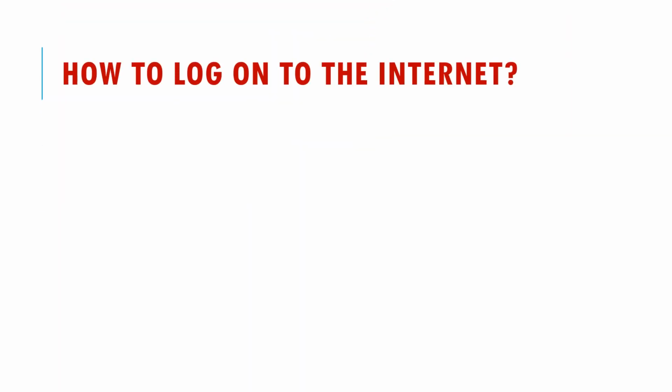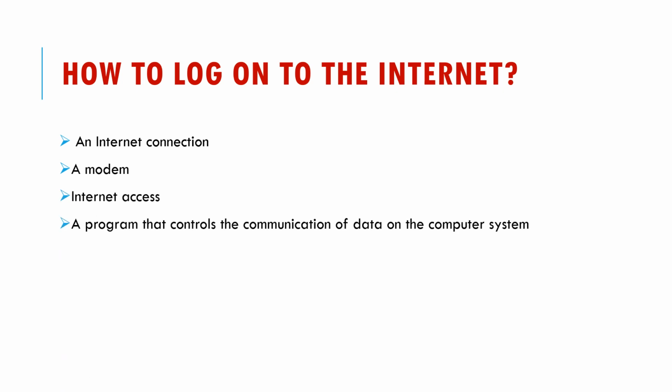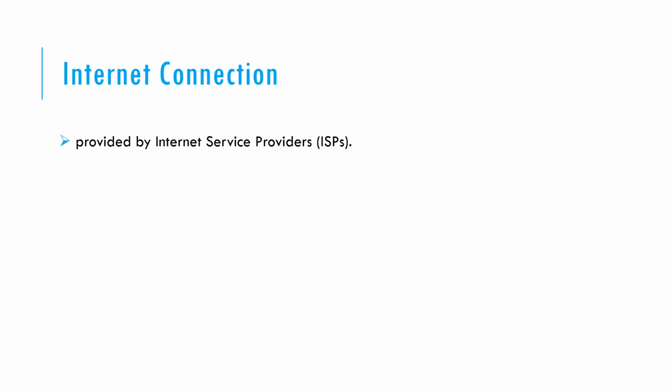Next topic is how to log on to the internet. So we can log on to the internet with the help of an internet connection, then with the help of a modem, then internet access, then a program that controls the communication of data on the computer system. Now internet connection is provided by an internet service provider. Now what is an internet service provider? It is actually a company which provides internet service to its customer.